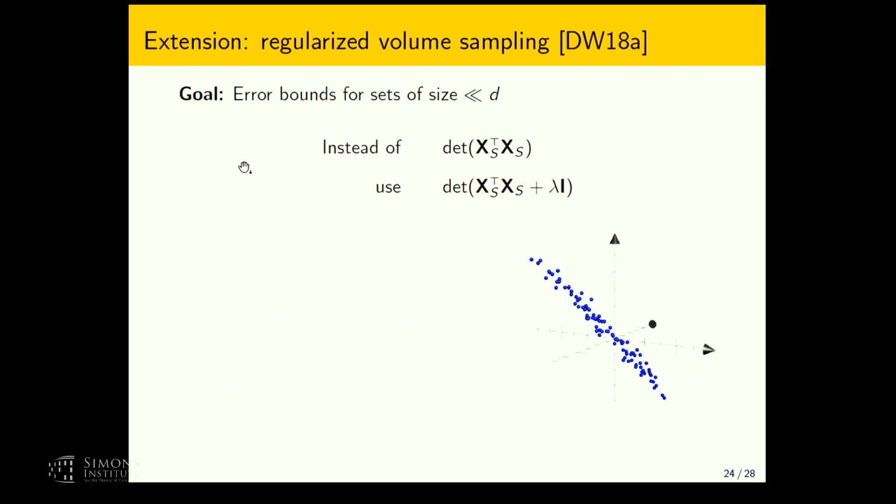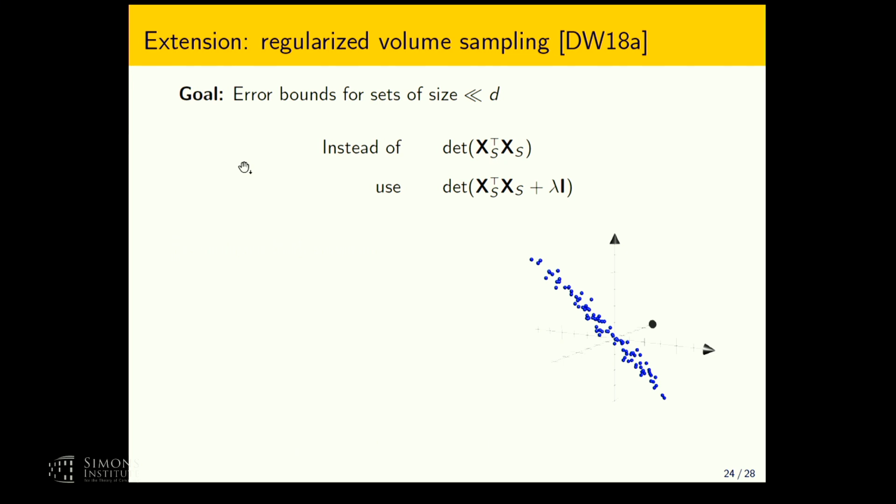Okay, so here's an interesting extension of volume sampling, which connects back to a lot of the things that appeared at this workshop. We want to regularize volume sampling in such a way that we can get away from the dependence on the dimension D. In fact, in volume sampling, it's particularly important because you cannot sample sets smaller than D unless you regularize, at least in this framework.